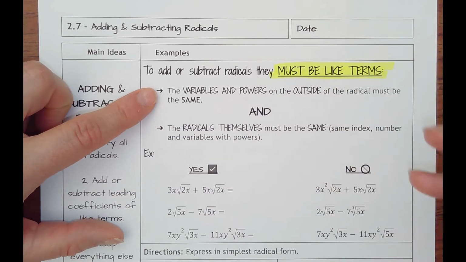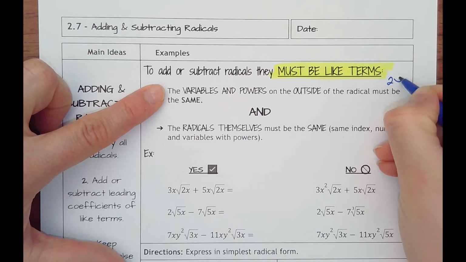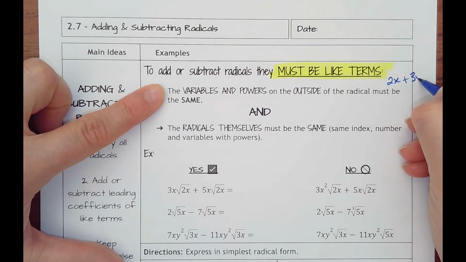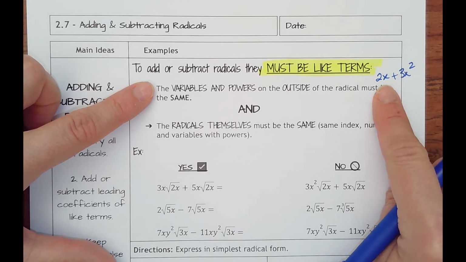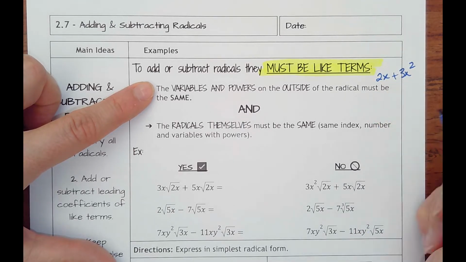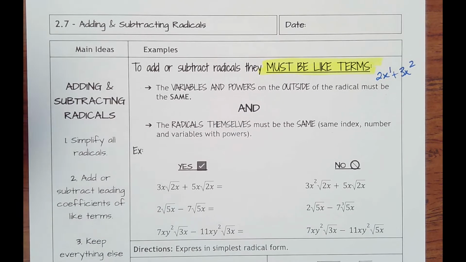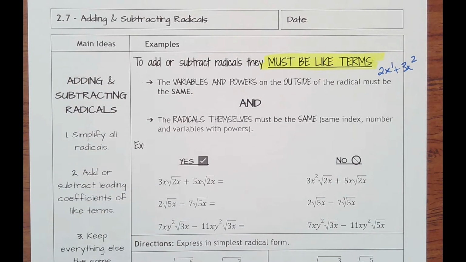So we know anytime in algebra, having something like 2x and 3x squared, those can't be put together because they're not like terms. They may have the same variable x, but one is to the first power and one is squared. Same thing goes with radicals, but here's how it works.